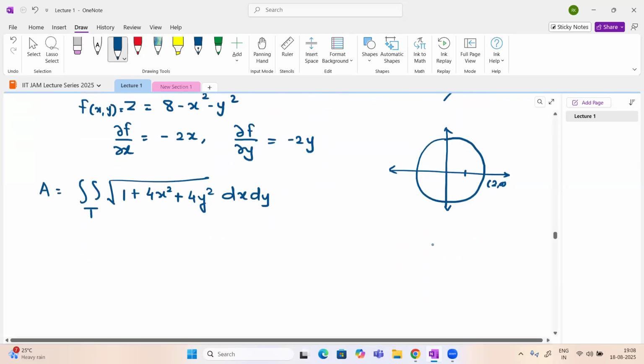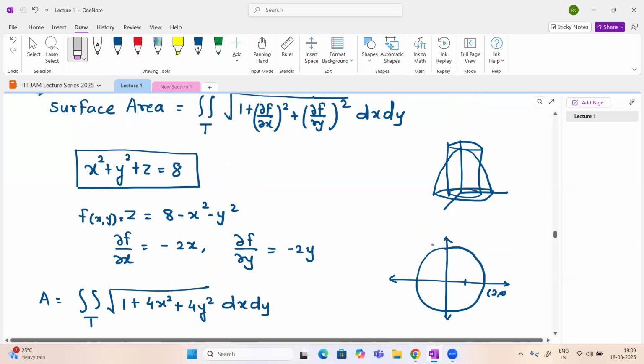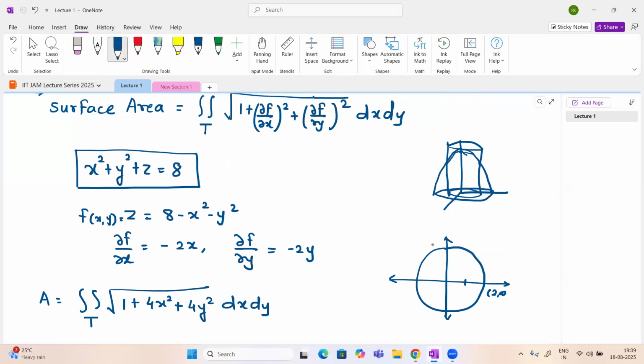But we are facing a problem because we don't know the limits. If you have the limits, you can easily solve it. T means the projection of this surface. This kind of surface we have inside the cylinder, but if you take its projection in the XY plane, you will get a circle with center 0, 0 and radius 2. All of you agree with me?